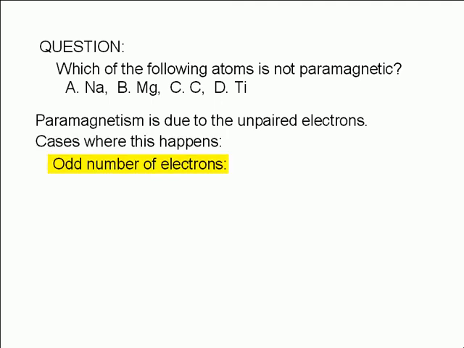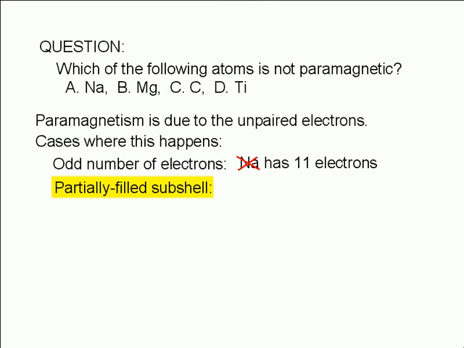Obviously, an atom will have an unpaired electron if it has an odd number of electrons. This is the case for sodium. If we refer to a periodic table, we'll find that sodium has 11 electrons. In general, an atom will have at least one unpaired electron if it has a partially filled subshell. So let's examine the other choices given here.